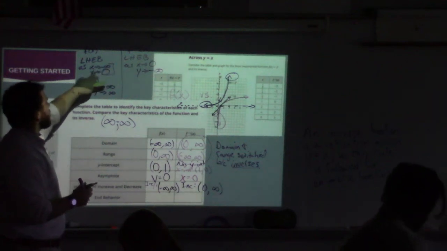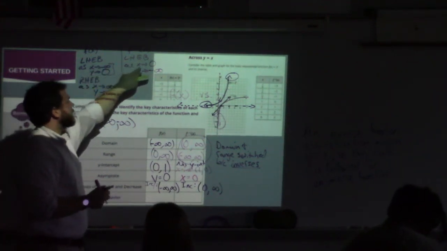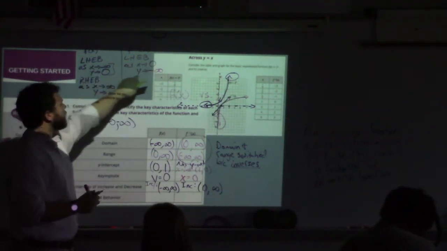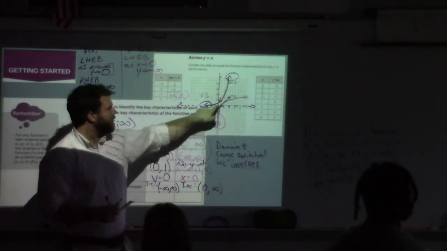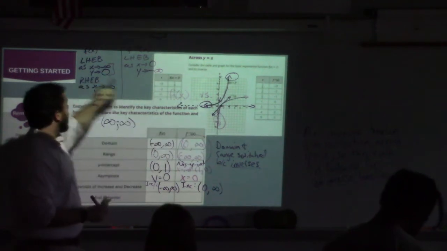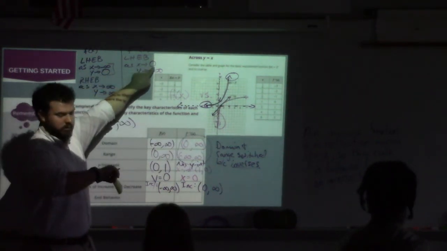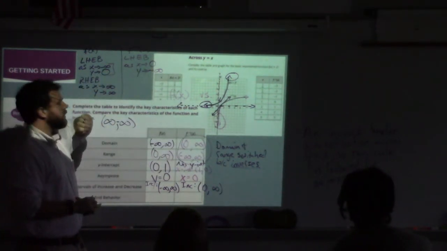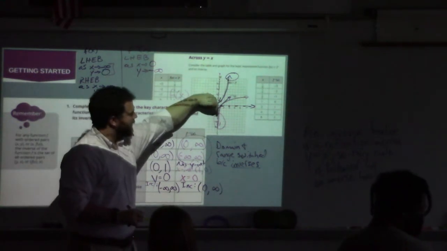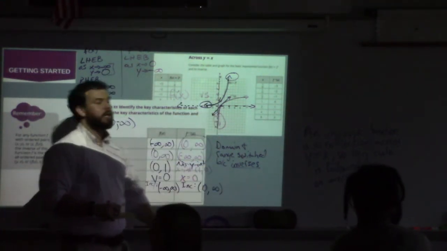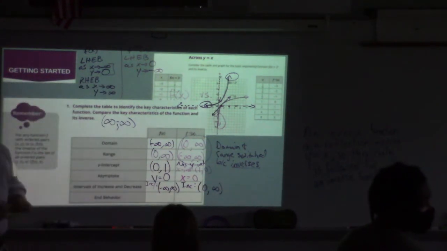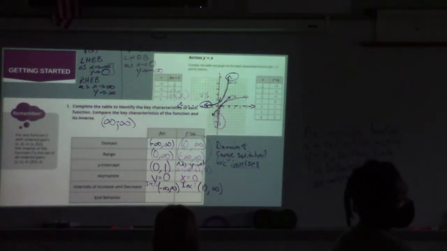As x goes to negative infinity, y goes to 0. As x goes towards 0, y goes towards negative infinity. Look here. Left-hand side, does it ever go to the left of 0? No. So x is approaching 0. And as we go to that 0, what's y going towards? Negative infinity.